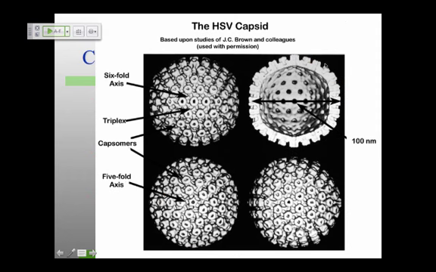You can look at this in a little bit more detail. This is a cryo-electron image reconstruction here. Here's a 5-fold axis. Shall I break the pen back out? Probably should.